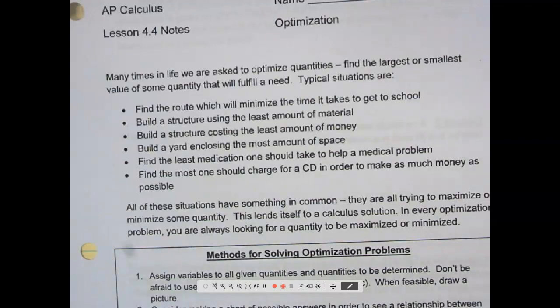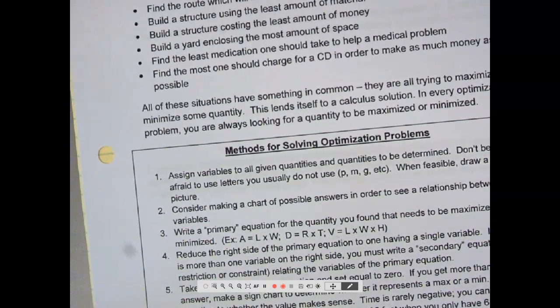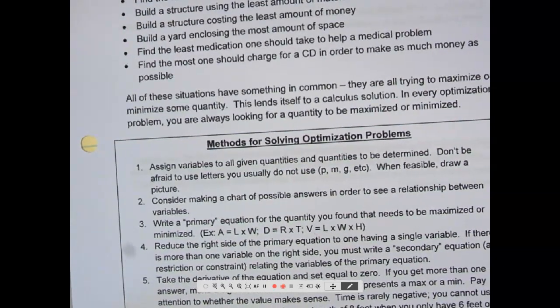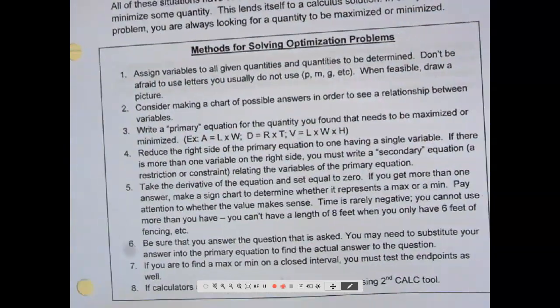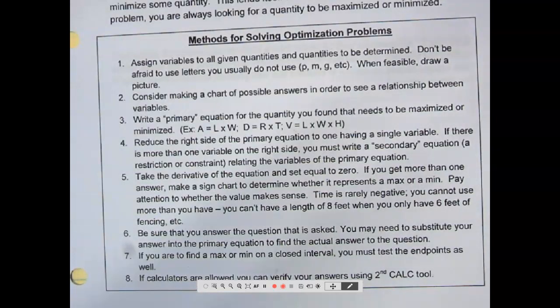Okay, all of these situations have something in common. They are all trying to maximize or minimize some quantity. This lends itself to a calculus solution. In every optimization problem, you are always looking for a quantity to be maximized or minimized. Okay, I'm going to scoot kind of quickly through these steps, and then as we start to set up some problems, I'll come back and refer to what these steps mean.